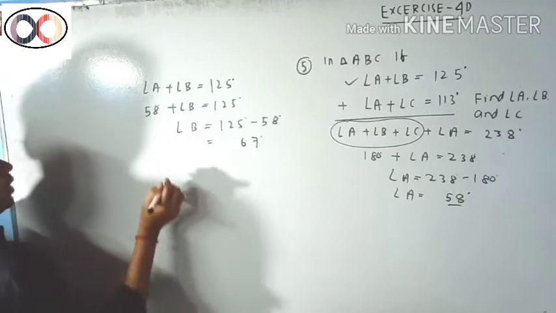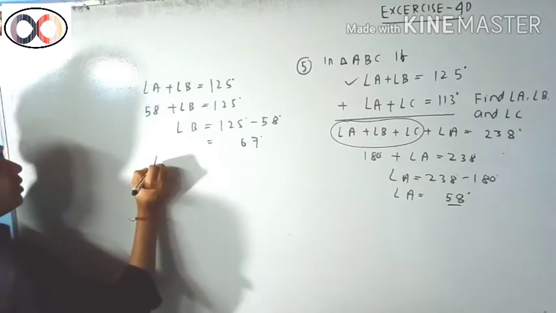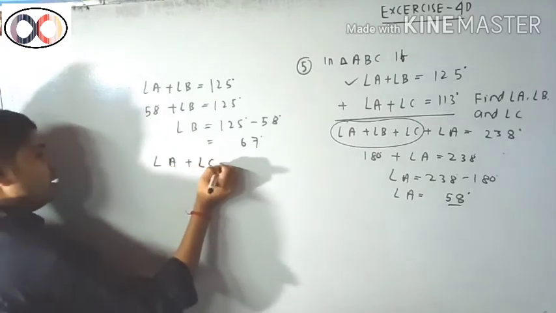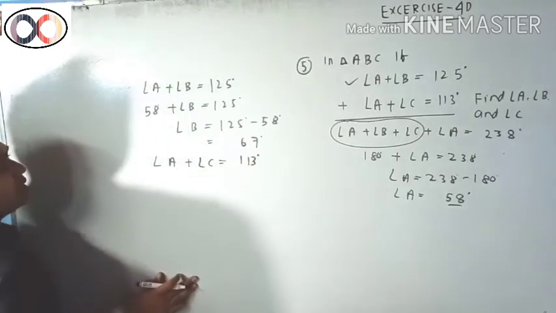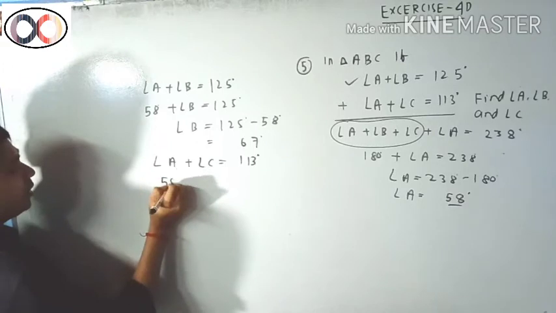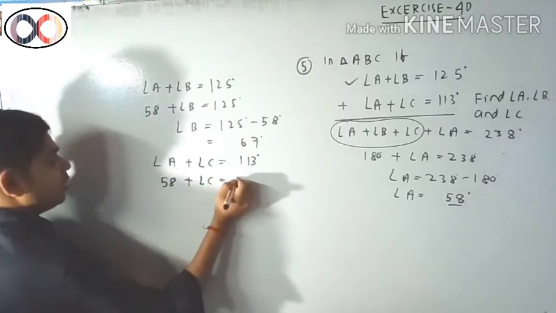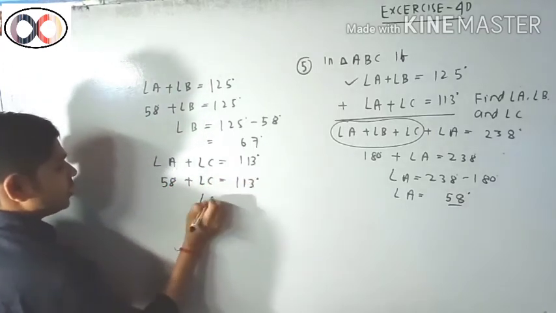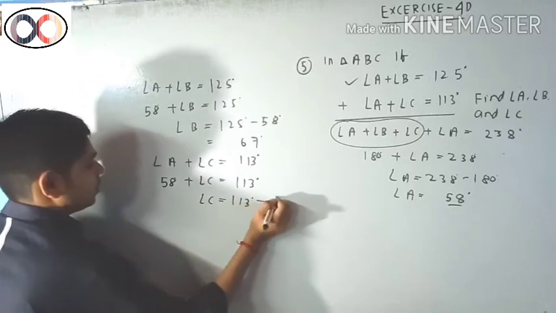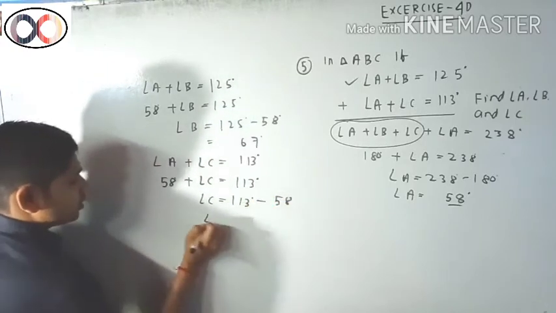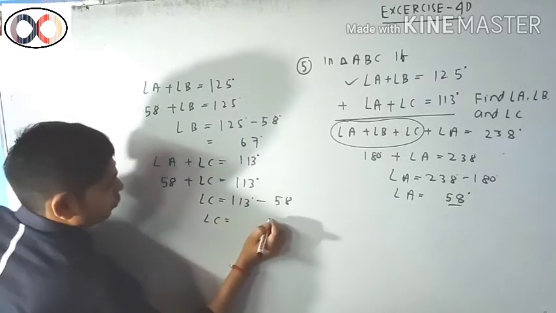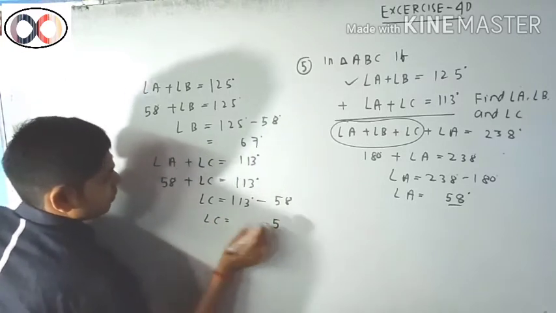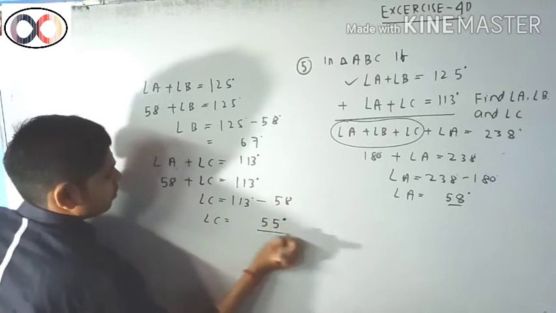And angle C: suppose here A plus C equals to what? 113 degrees. You can see the value of A, that is 58 degrees, plus angle C equals to 113 degrees. So angle C equals to 113 minus 58. So you can see 13 minus 8 means 5, and 10 minus 5. So here is 55 degrees.